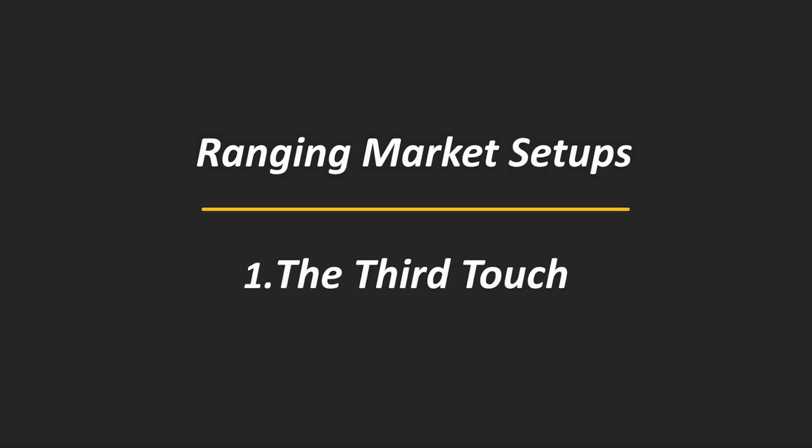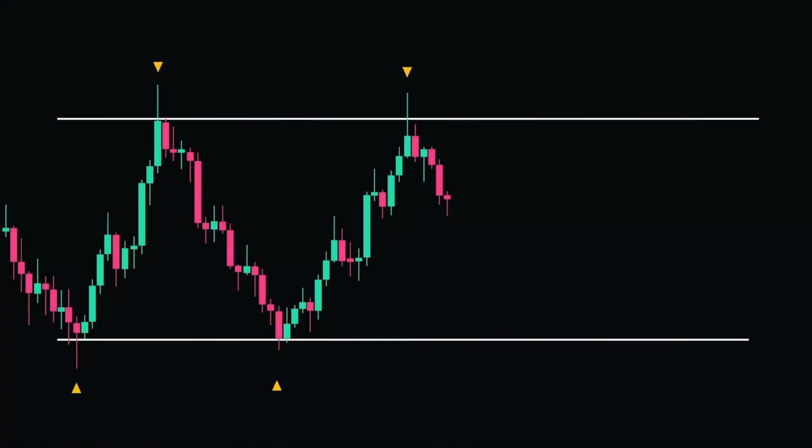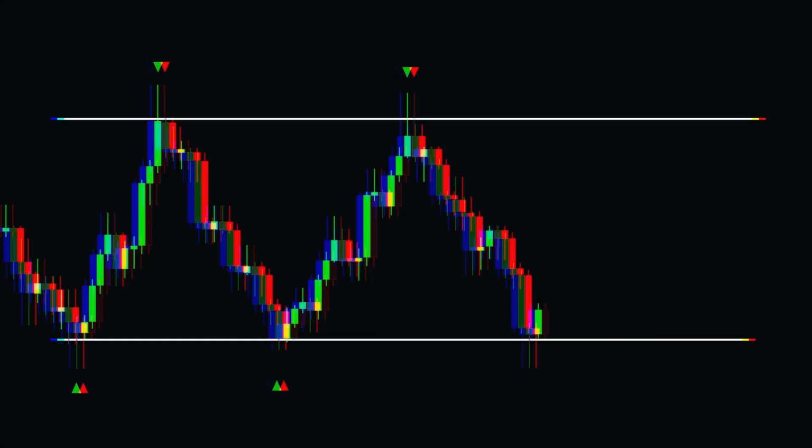Number 1. The third touch. The third touch of a level is often the most important because it shows a high probability reaction. When price approaches a level for the third time, we look for confirmation that the level will hold. If we are at support, we look for rejection to the upside.